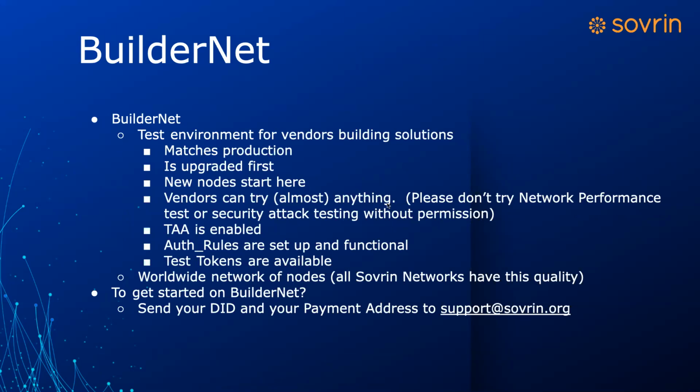You can try almost anything you want on the BuilderNet. Things like network performance testing or security attack testing, you want to have permission before you do some of that kind of stuff out there, for obvious reasons. But it is a worldwide network. All the Sovrin networks are all around the globe. In fact, right now the BuilderNet may actually be the most diverse of our networks. We're working on fixing that so that our mainnet is a little more diverse than it currently is, because only about half of the mainnet nodes are outside of the US.